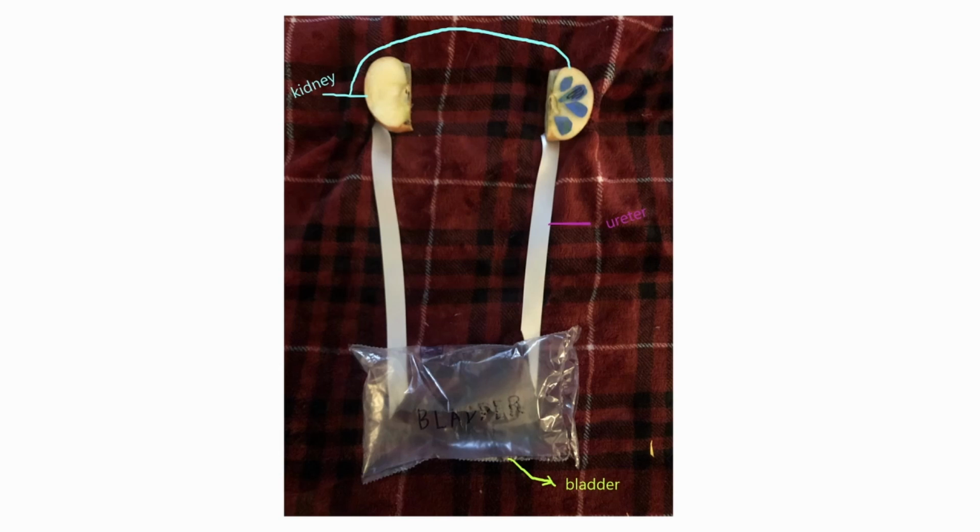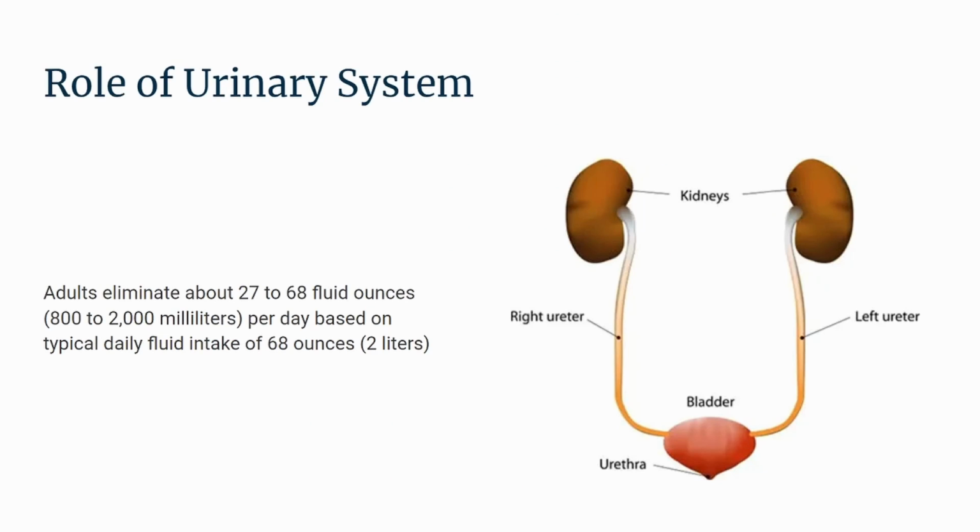And that would be how the body excretes the waste products. Usually, adults eliminate about 27 to 68 fluid ounces per day based on the typical daily fluid intake, which would be around 2 liters.